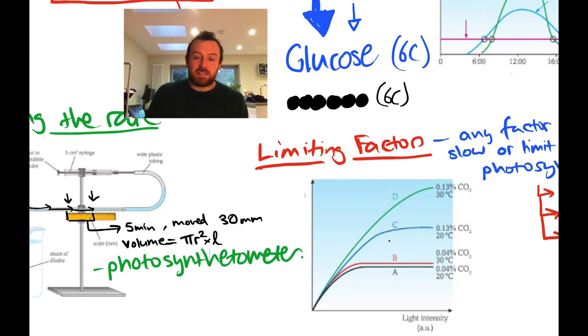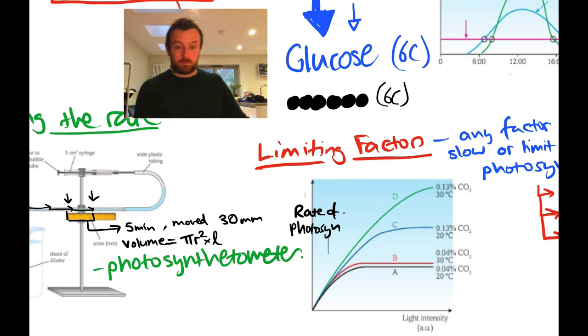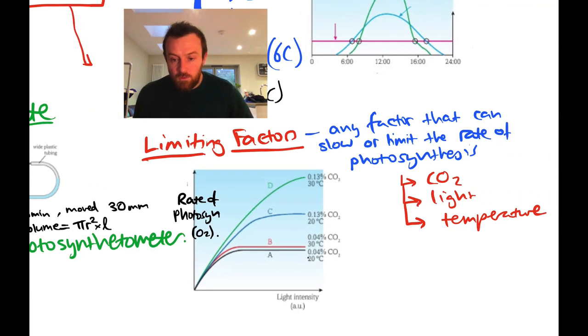So the limiting factor graph that would result, this would be rate of photosynthesis here, and it would probably be measured by the rate of oxygen production, or other units, but possibly the rate of oxygen production. It would look like this. Okay, so in condition A, we've got atmospheric CO2 and 20 degrees C. And over here, we've got atmospheric CO2 and 30 degrees C. So this actually shows us that under normal atmospheric conditions, 20 or 30 degrees, CO2 is limiting here.